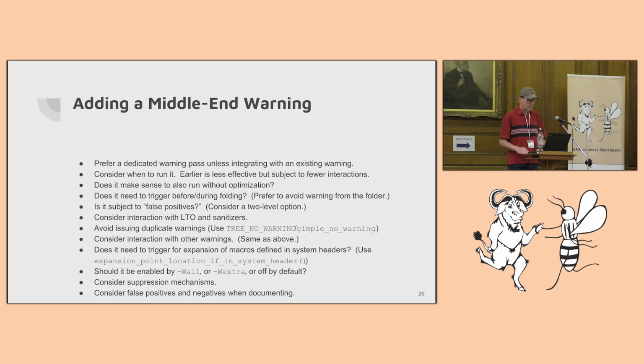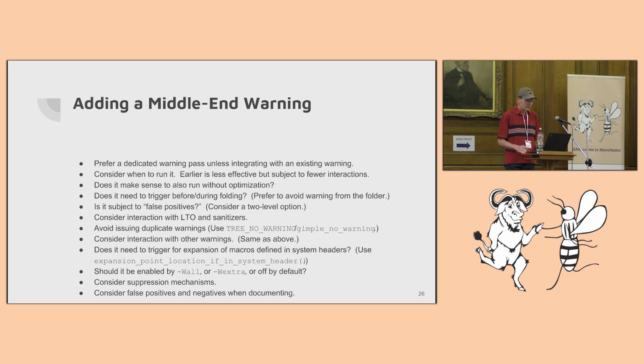Another guideline is to certainly avoid issuing duplicate warnings, so make use of the TREE_NO_WARNING, gimple_no_warning flags to avoid those. You also need to consider the interaction with other warnings that may be issued by other passes. You don't want to necessarily introduce a new type of warning for a construct such as a function call that has already been diagnosed and that's going to be diagnosed later on.